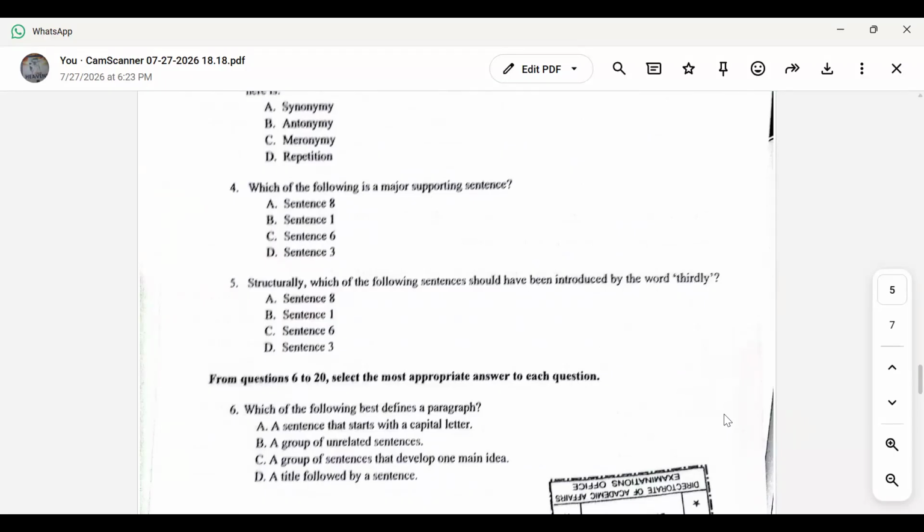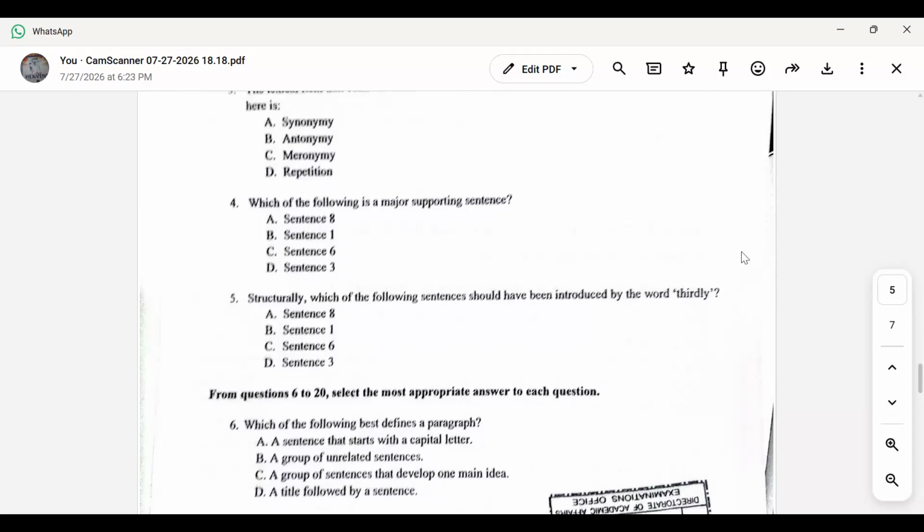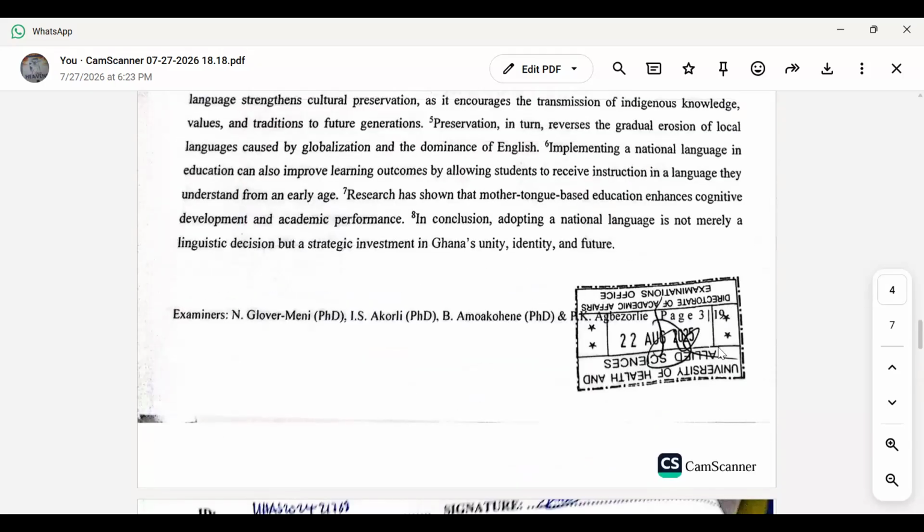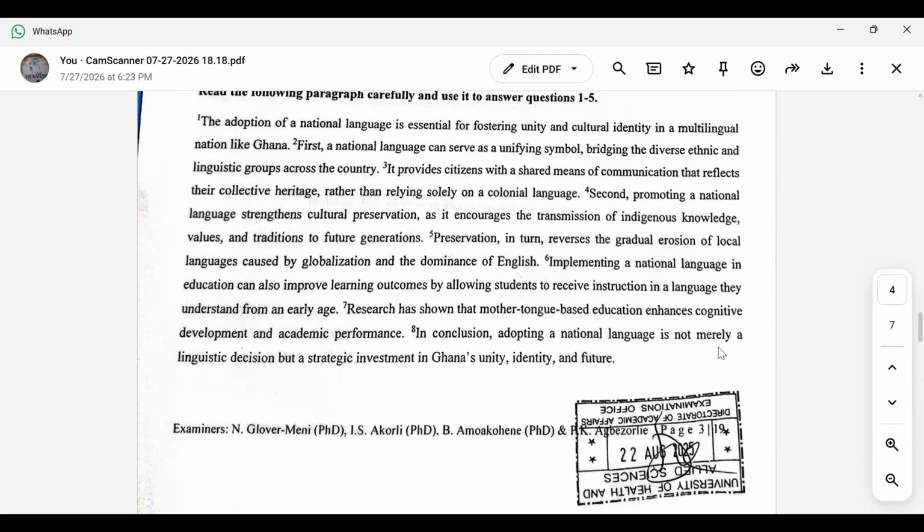Question 5. Structurally, which of the following sentences should have been introduced by the word thirdly? A. Sentence 8. B. Sentence 1. C. Sentence 6. D. Sentence 3. What should it be? Sentence 6, C.